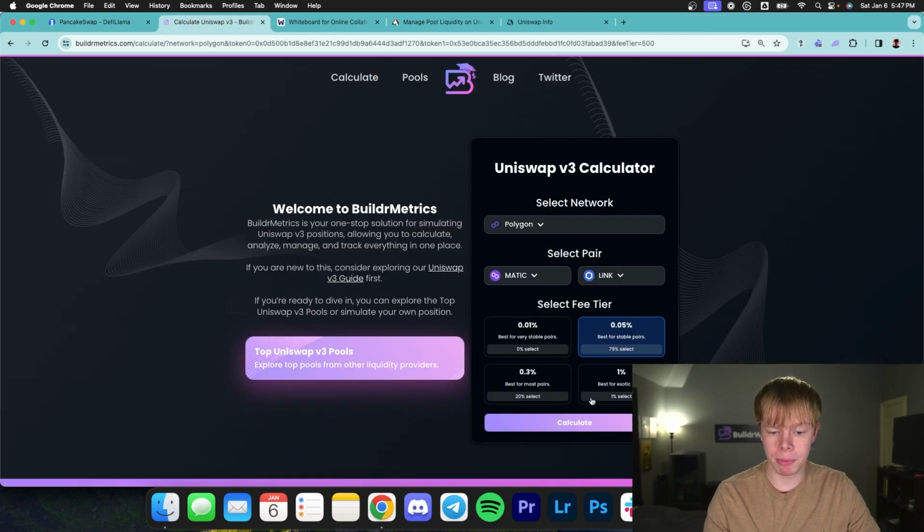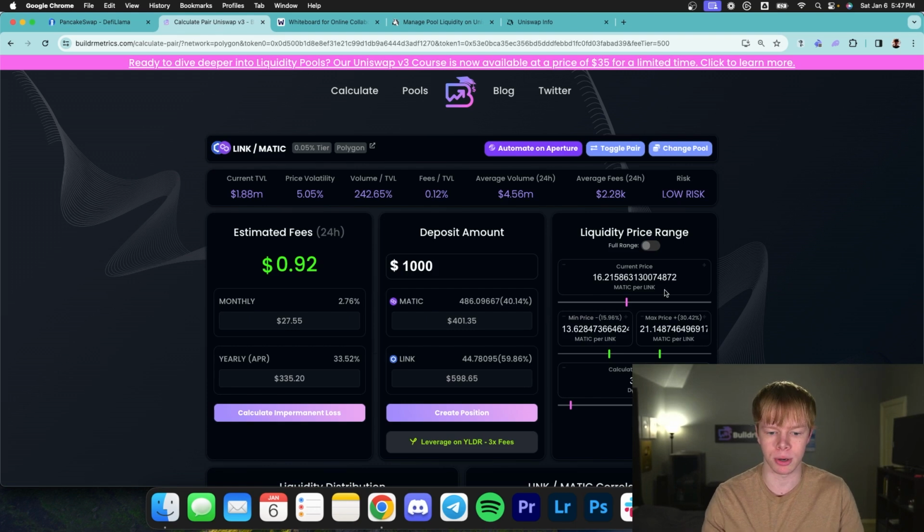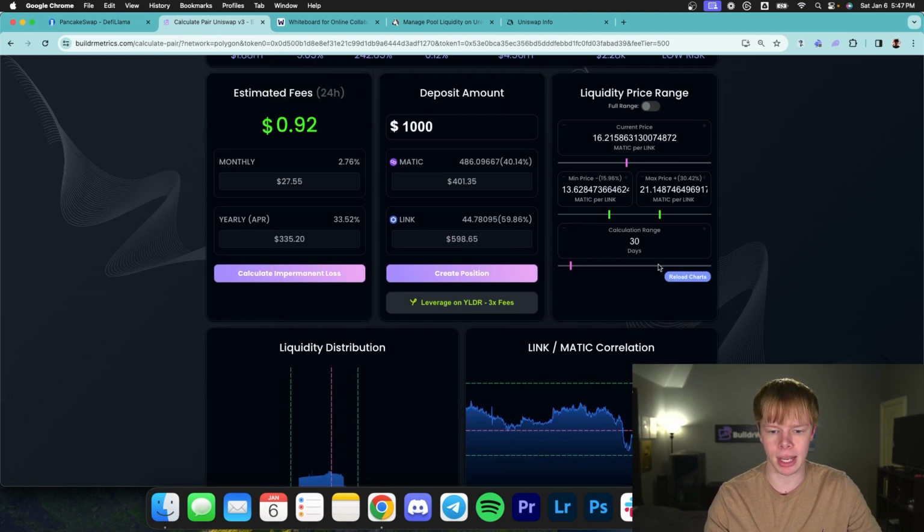But now that we have it pulled up on Builder Metrics, I'm going to select the fee tier on 0.05% because that's where the majority of the liquidity is. So that's most likely where the best returns are going to be. And then from here, I can select my price range.